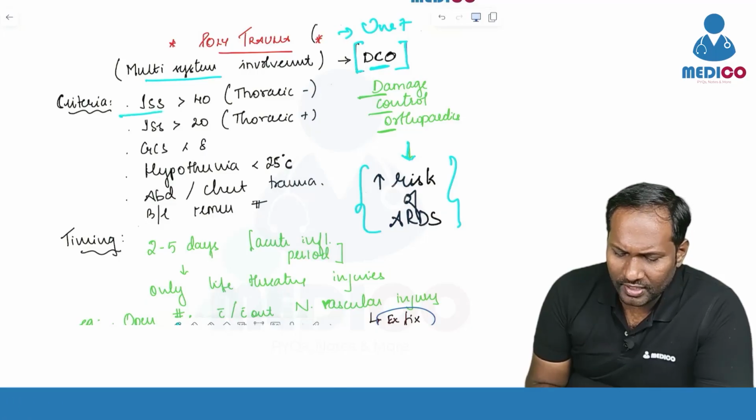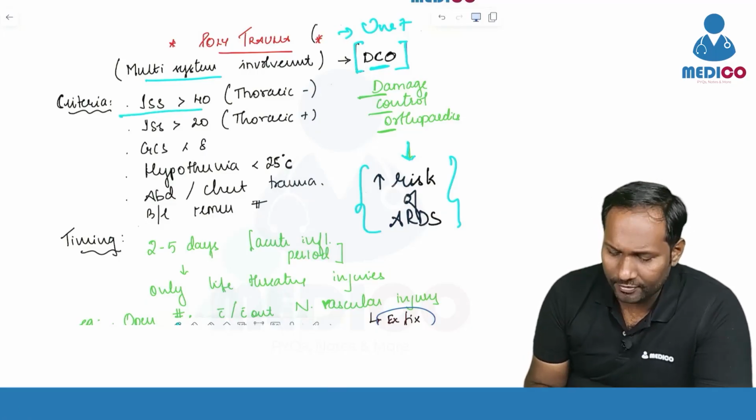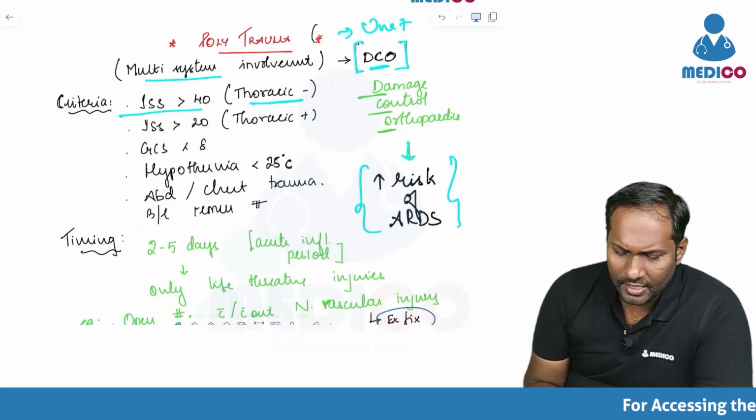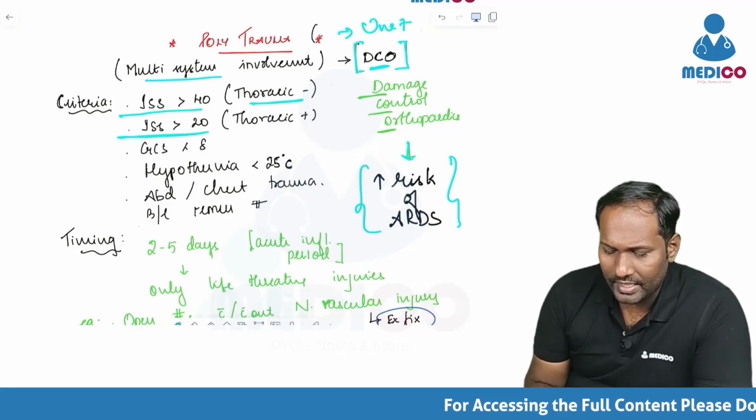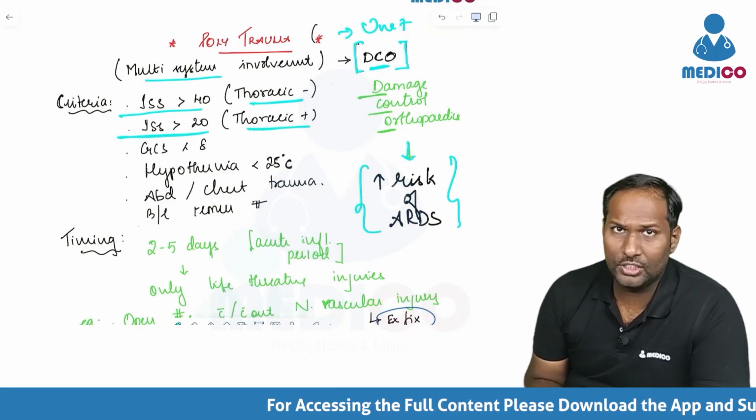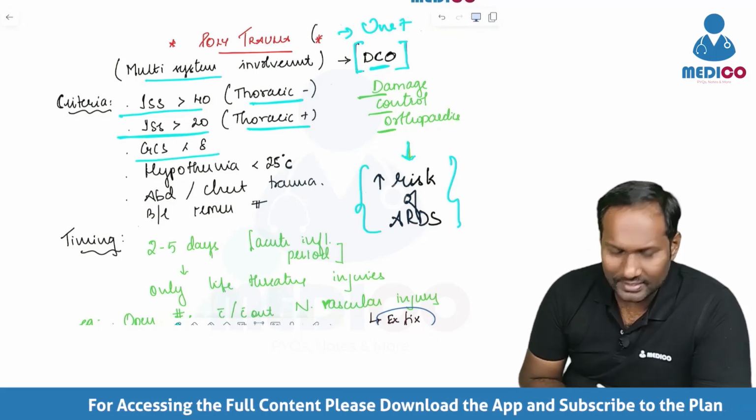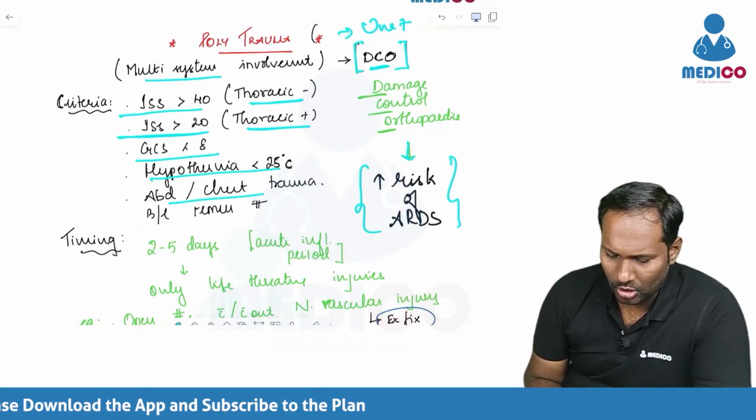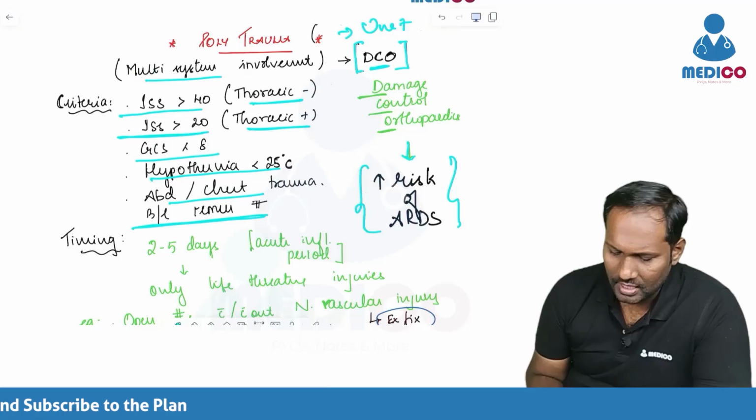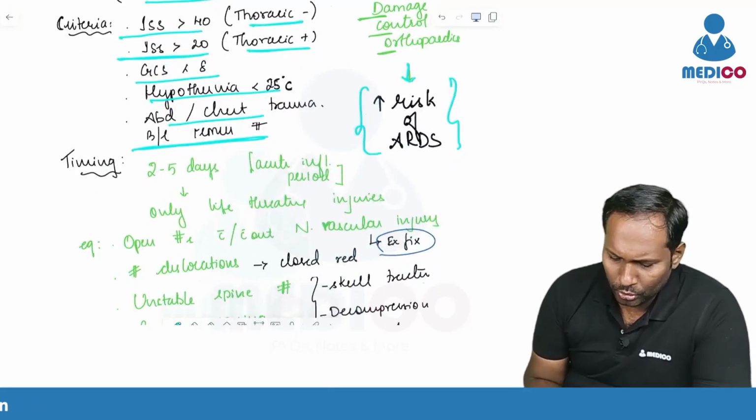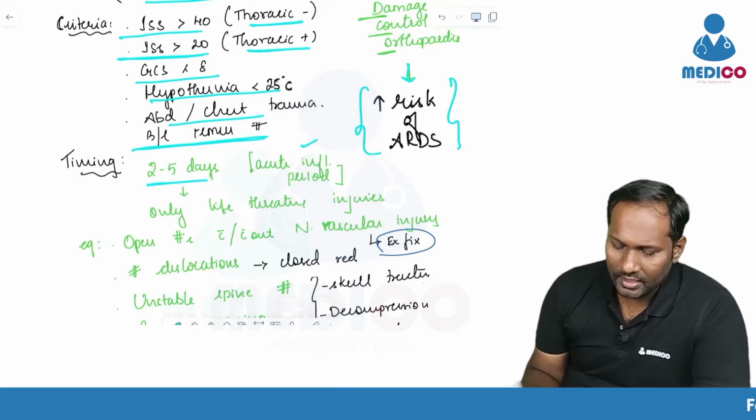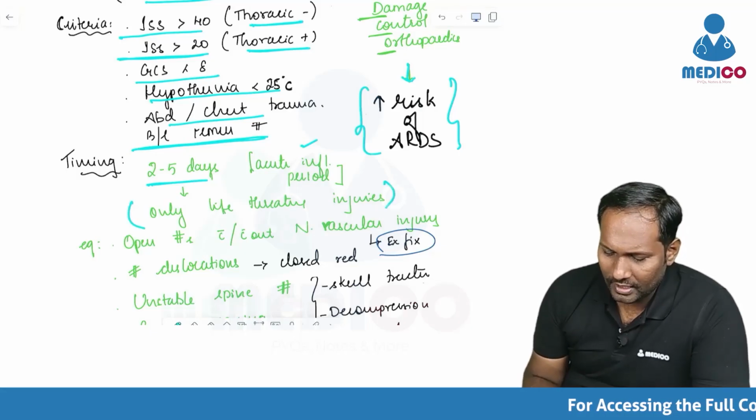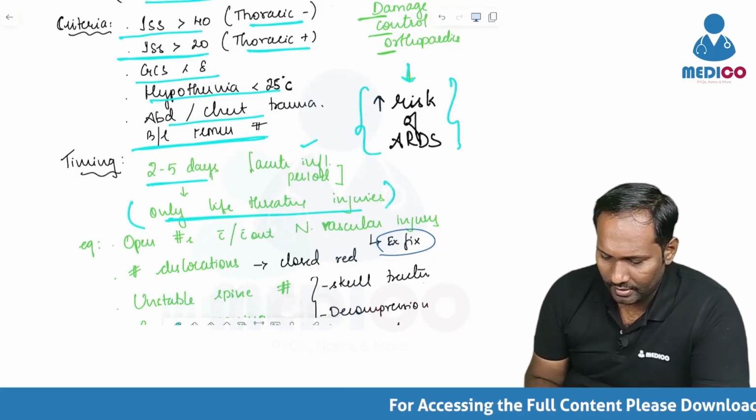When the injury severity score is greater than 40 if there is no thoracic injury, or if the injury severity score is greater than 20 but a thoracic injury is present. The GCS is less than 8, hypothermia less than 25 degrees, abdominal or chest trauma, or bilateral femur fractures. In that case, for 2 to 5 days, you will have these acute inflammatory products. Till then, only life-threatening injuries have to be handled.